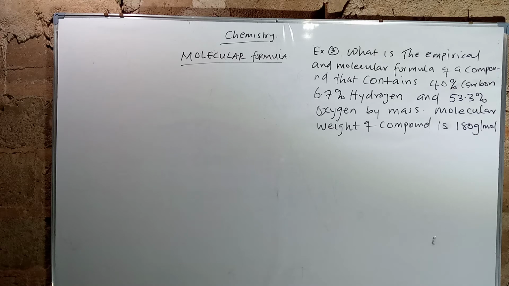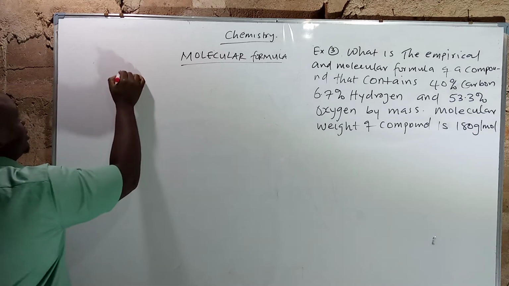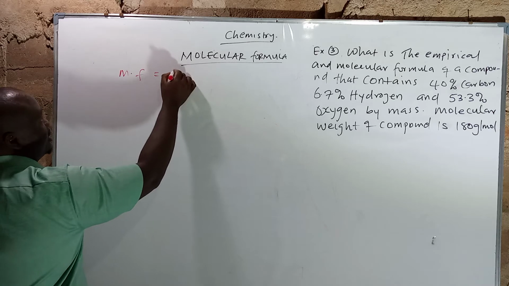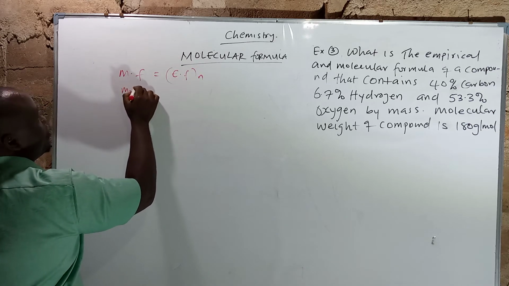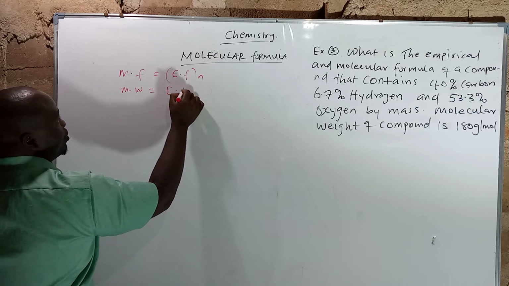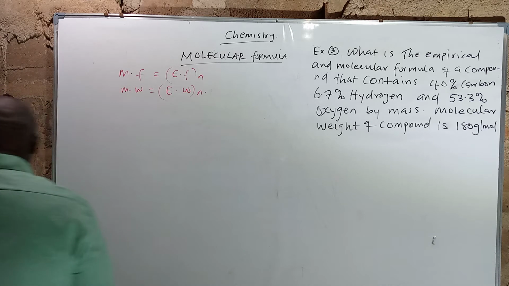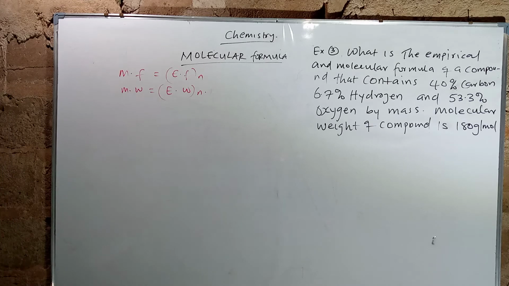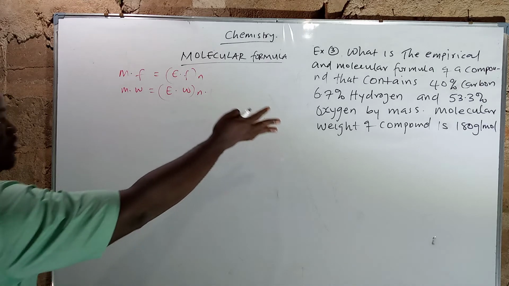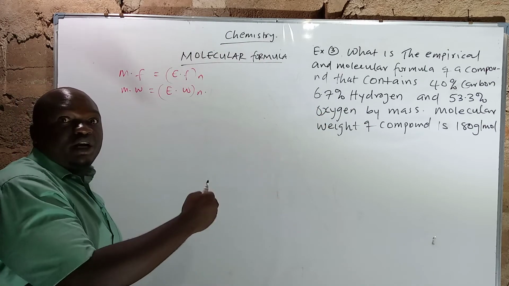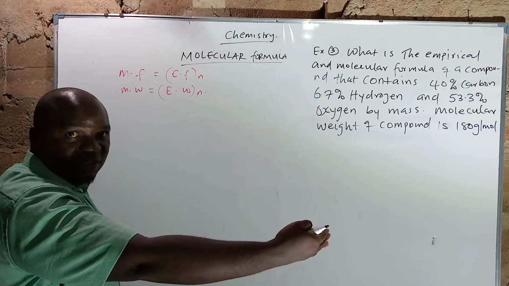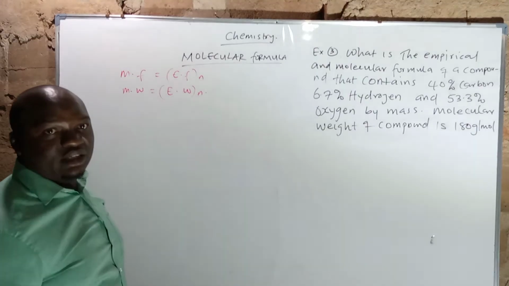Now, we already ascertained, as we said before in the second example, that molecular formula is empirical formula times N, or we say the molecular weight is equal to the empirical weight times N. Now, we have to first calculate the empirical formula, use the empirical formula to calculate the empirical weight, divide it, and then get your answer naturally.